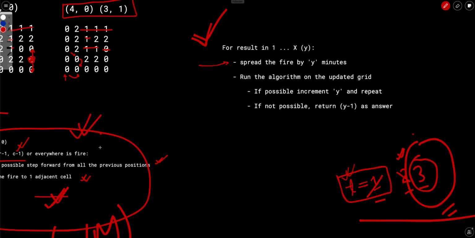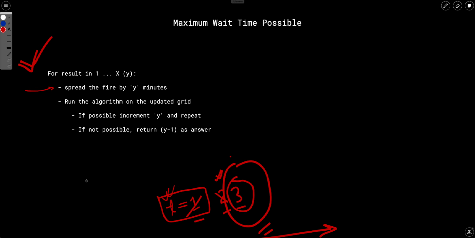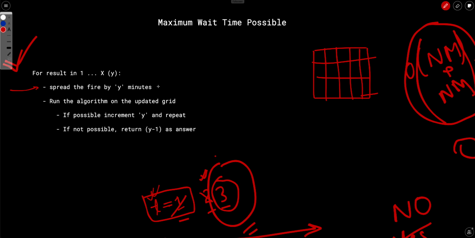Use this algorithm to just check whether it is possible for the man to reach the destination or not on this upgraded grid. And if it is possible, then increment the y and repeat this step. If it is not possible, it means man can't reach destination if we wait for y minutes. So that means answer is y minus 1.